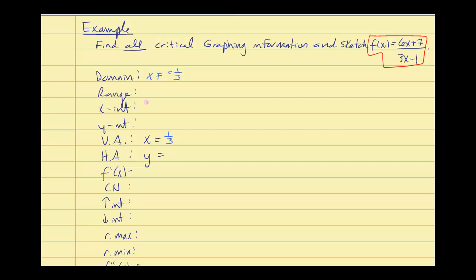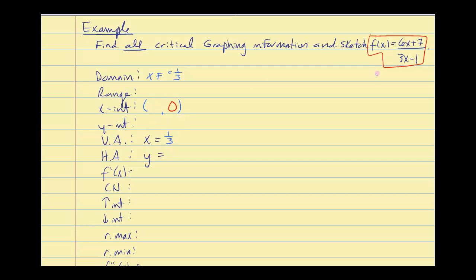X-intercepts, an x-intercept occurs when our y value is 0. So that basically means if I plug 0 into my original function, what do I get back out? Well, if I plug 0 into the numerator, I get a 7. If I plug 0 into the denominator, I get, let me see here, okay, I was doing the y-intercept, sorry about that.